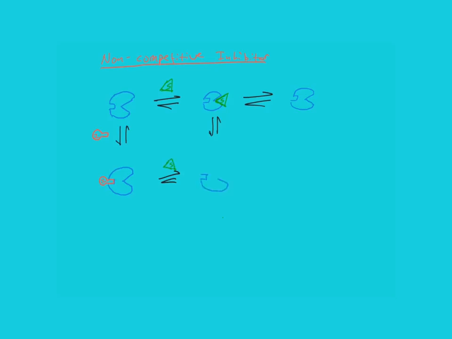Now, the inhibitor binds the enzyme regardless if there's substrate bound or not. So you can see on the left that there's no substrate bound in the enzyme. The inhibitor still binds to the enzyme. And in our second column there, the substrate is bound, and the inhibitor can still bind and prevent the formation of product.